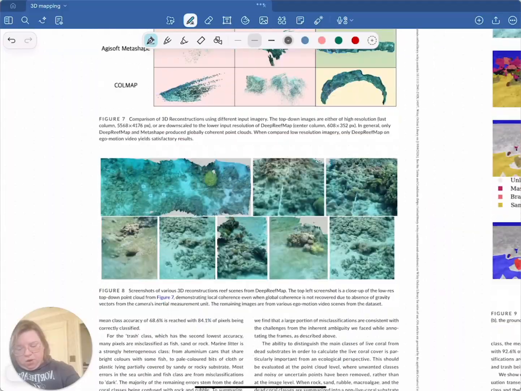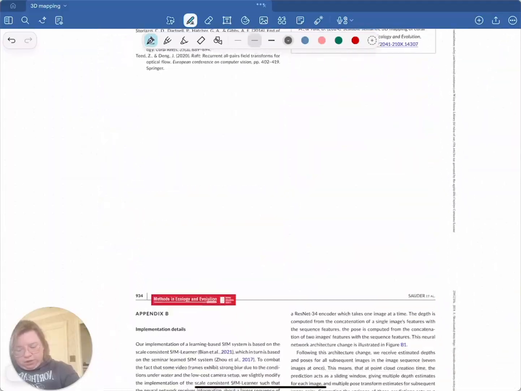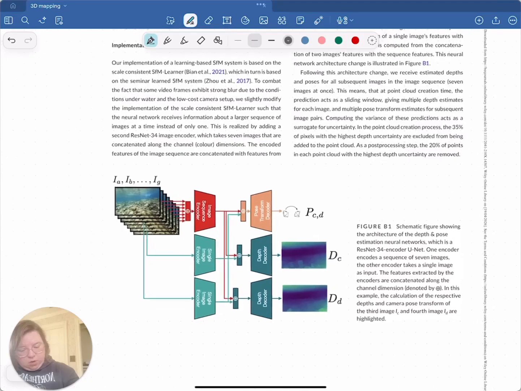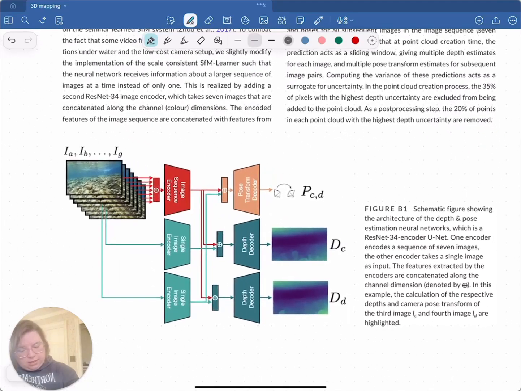One of the interesting areas in the appendix is that they go into a little bit more about how they did this. So this is their architecture for their depth and pose estimation neural network. They're using ResNet 34 encoders with a UNet. Remember, we discussed those in a recent lecture. They have one encoder that takes a sequence of 7 images. This allows them to have poor image quality, be able to do more with it, and help with the features over that time t in this really difficult environment.